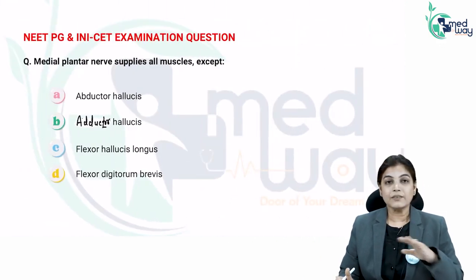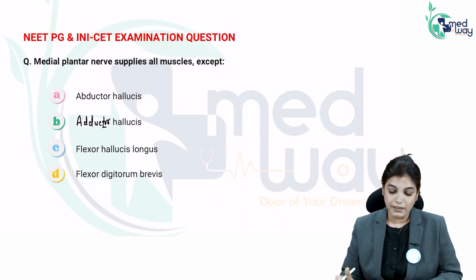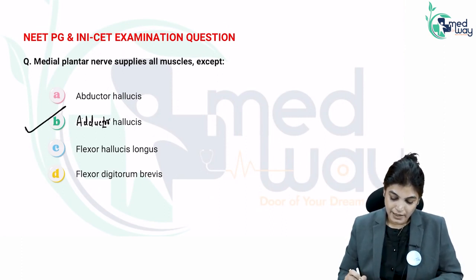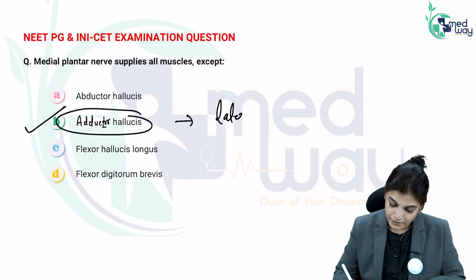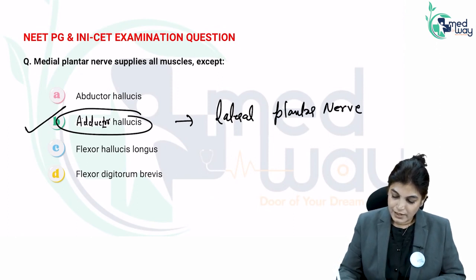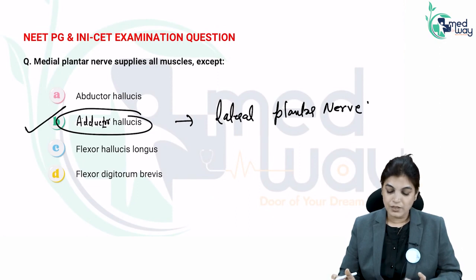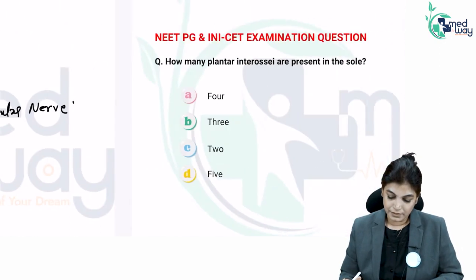Medial plantar nerve innervates all except. We know that just 4 muscles get innervation from the medial plantar nerve, and definitely the correct answer is adductor hallucis. Adductor hallucis is innervated by the lateral plantar nerve. The rest, abductor hallucis, flexor hallucis, flexor digitorum brevis, are innervated by the medial plantar nerve.